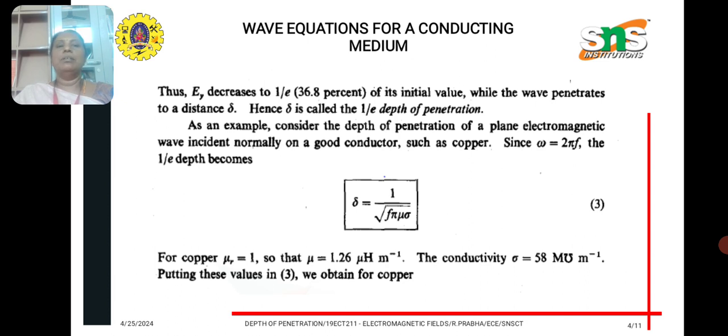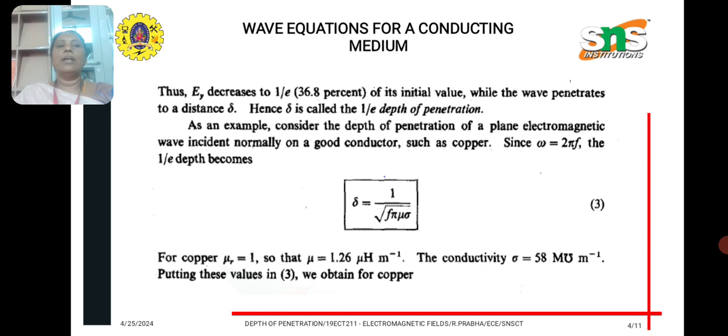So for an example, consider the depth of penetration of a plane electromagnetic wave incident normally on a good conductor such as copper. Here omega is equal to 2 pi f. So 1 by e depth or depth of penetration can be given as delta is equal to 1 divided by root of f pi mu sigma. For copper, mu r value is equal to 1, but mu is equal to 1.26 microhenry per meter, and the conductivity sigma is equal to 58 megamhos per meter.